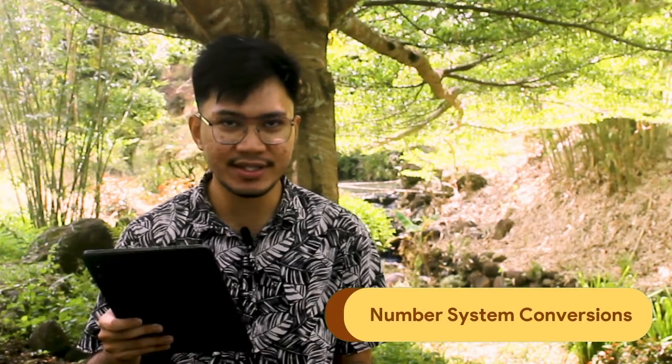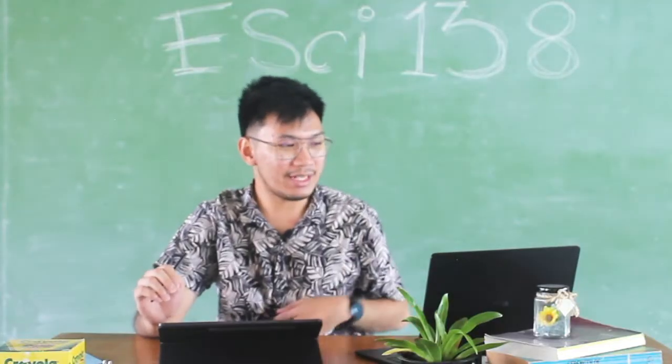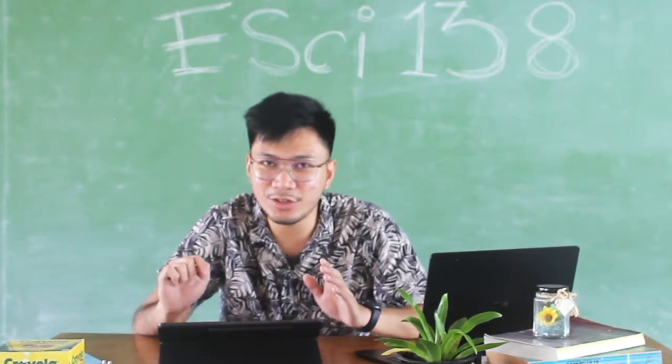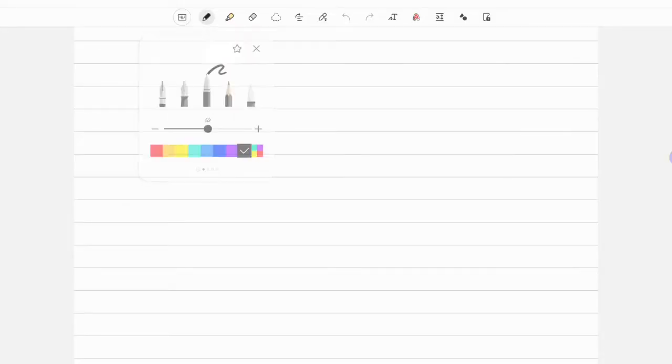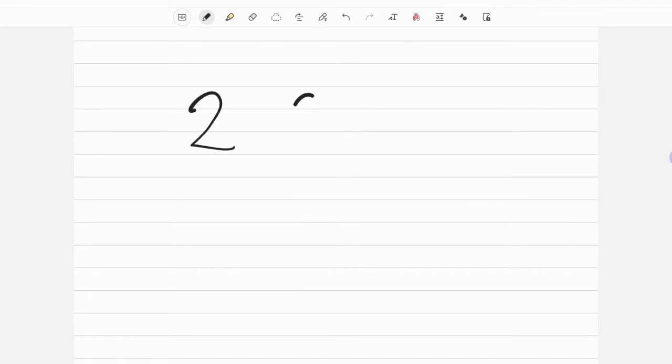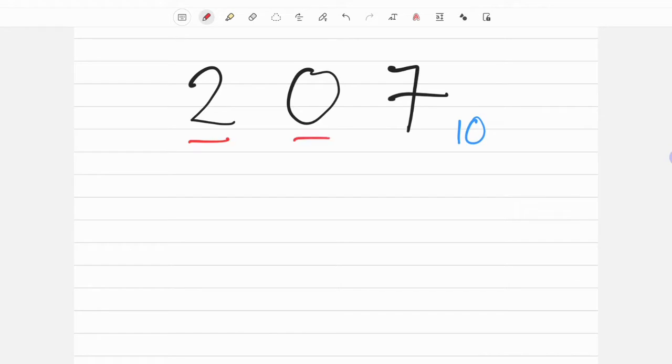Now, how are we going to convert numbers represented in binary, octal, or hexadecimal into decimal? Let's try this one. What is important here is to take note of the position of each digit. For example, we have the number 2, 0, 7. If this is expressed in base 10, we know that this number is actually 207.